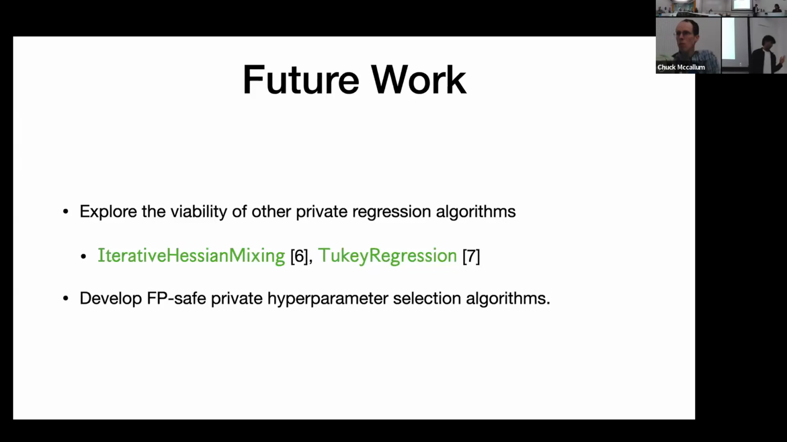Some future work that I did want to mention is that we should probably explore the viability of some other private regression algorithms that maybe have fewer drawbacks. Things like, for example, iterative Hessian mixing by some folks at, I think, MIT and the University of Jerusalem, and two-key regression, which is a pretty cool paper that doesn't require any hyperparameter tuning at all. Another direction that I think would be great would be to understand and implement floating point safe private hyperparameter selection algorithms to automate the process of choosing a good learning rate and other hyperparameters for DP-SGD, since that's really the only moving part that we have to choose.